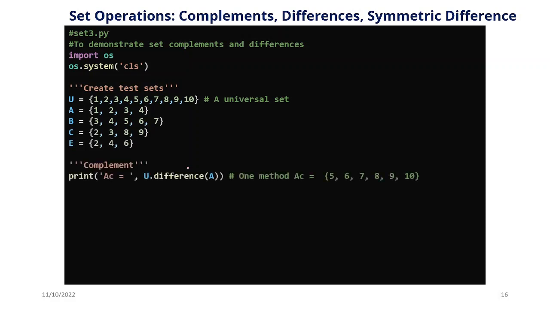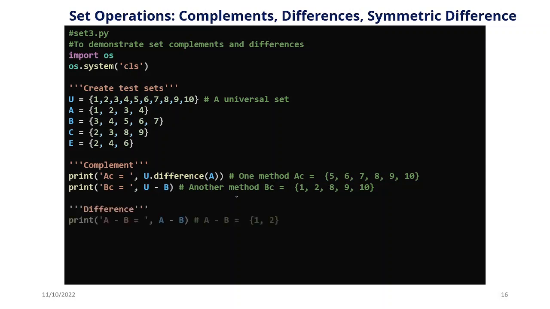Test complement. Print AC equal to U dot difference A. See that we are using the universal set now. So A complement is every item in the universal set that is not in A. So we use difference. Of course, there is another method to do it, and in the second method we just use the minus sign. So if we say B complement, it is B subtracted from the universal set. Talk about difference.